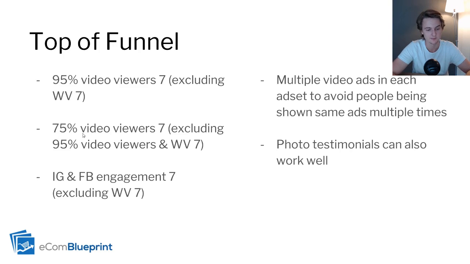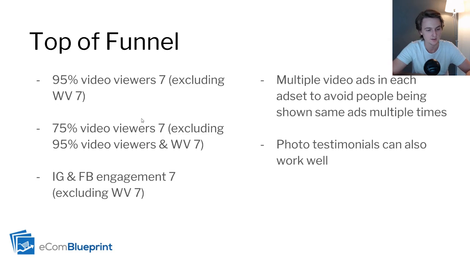Now, same thing here, 75% video viewers in the last 7 days. You also want to exclude the website visitors in the last 7 days, but you also want to exclude the 95% video viewers. The reason why is that if someone's watched 95% of the video, then they've obviously watched at least 75%, right? And so all the 95% video viewers here are also in this audience. So this audience is a subset of this larger audience. And so therefore, if you want to avoid the overlap, you need to exclude that 95% video viewers audience from the 75% video viewers audience.